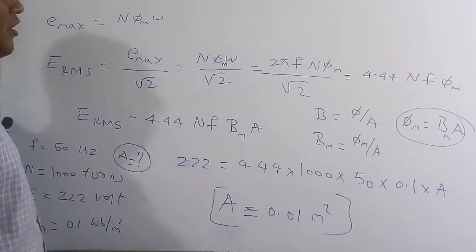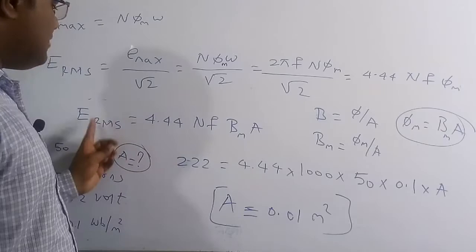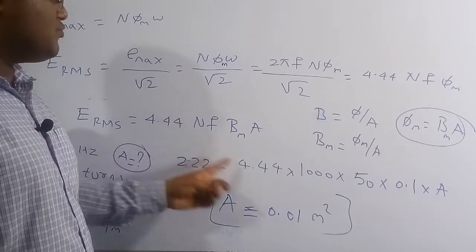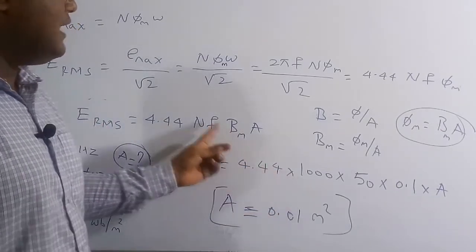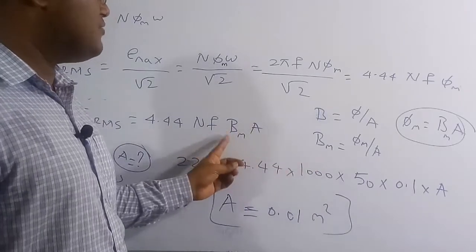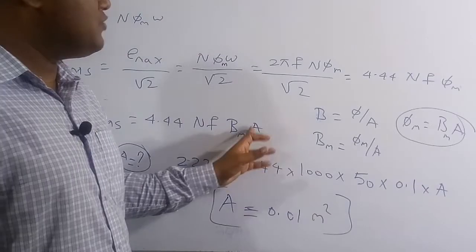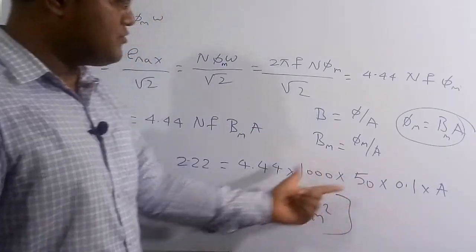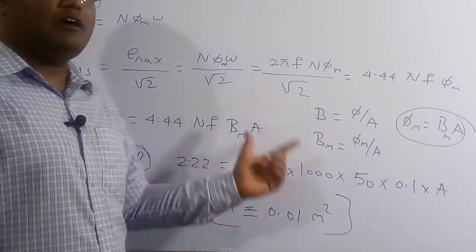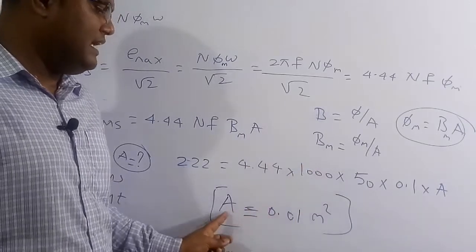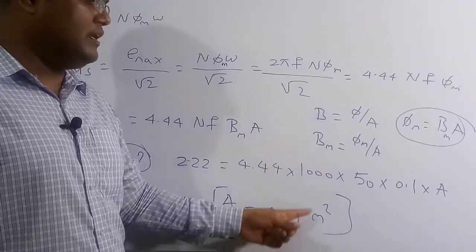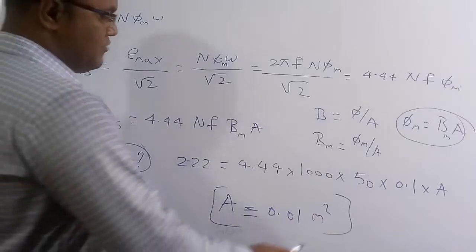Based on this data, we need to figure out the area of the core. So substitute all these values in this equation: EMF is 222, this is 4.44, N is 1000 turns, frequency 50 Hz, and the maximum flux density is 0.1 Weber per meter square. Now we need to find the area of the core. It is only one equation with one unknown. If you solve this, we get the area of the core as 0.01 meter square. It is the correct solution of this question.